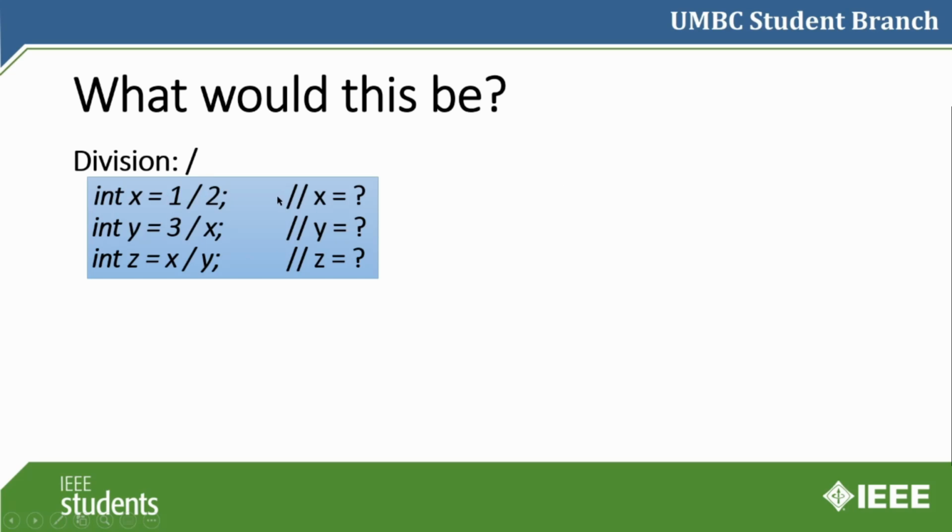So looking at this code, your base assumption based on math would be that, say, x would probably be 1/2. Meanwhile, y, since x is 1/2, divided by a fraction is multiplied by the inverse, so y would become 6, right? And then for z, that would be 1/2 divided by 6. That should be 1/12, right? Not at all. Actually, on the second line of this code, we would get a division by 0.